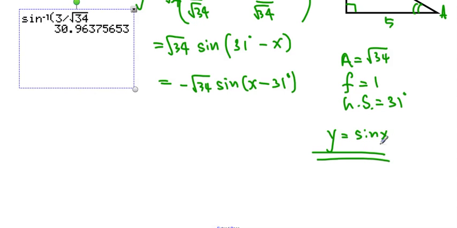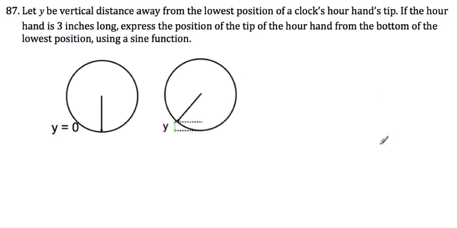Alright, let's move on to the next question. Number 87. Let y be the vertical distance away from the lowest point. In this case, the y value will be equal to 0, and in other cases the y value would be the difference between where the tip of the hour hand is and the bottom of the clock, and so forth. We assume that at 12 o'clock we are right up here, at 3 o'clock we are about here, and at 6 o'clock y will be equal to 0.